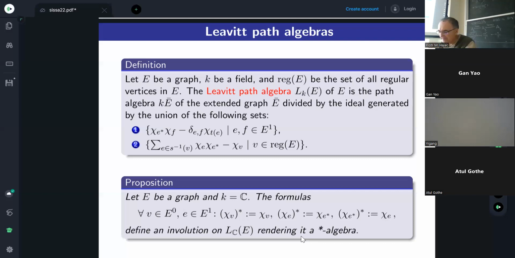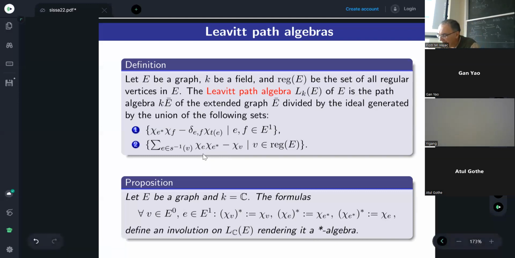Now let me just do it for these relations so that you see how it works. It's completely trivial on that side, because if I apply this formula, chi v star is chi v, chi e star is chi of e star, and chi e star star is chi e. So obviously it's an involution. I mean, the square is identity. If I apply it twice, I land back where I was. And by extension, you just assume it to be anti-multiplicative. That's by assumption. And you have to see that it really works.